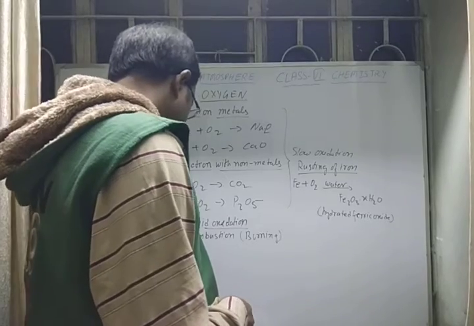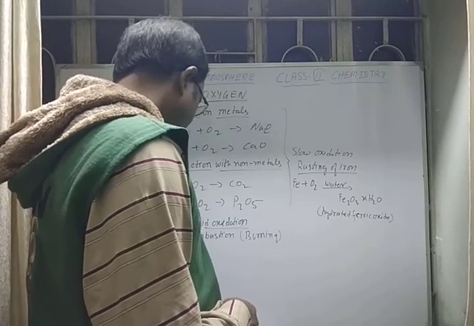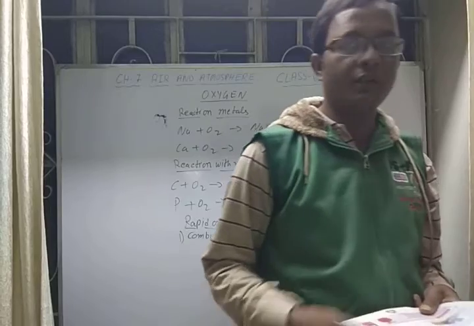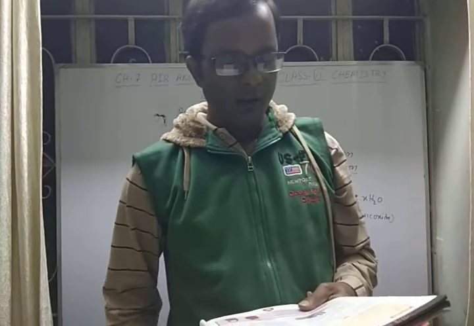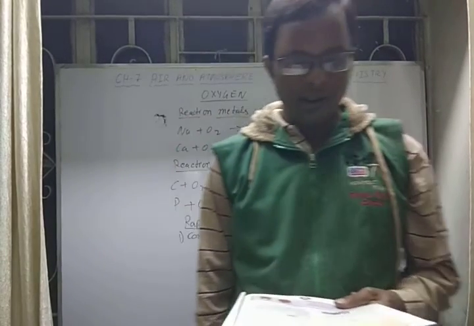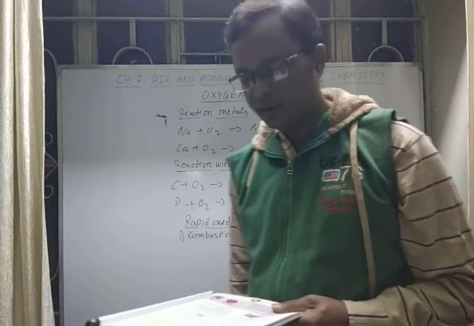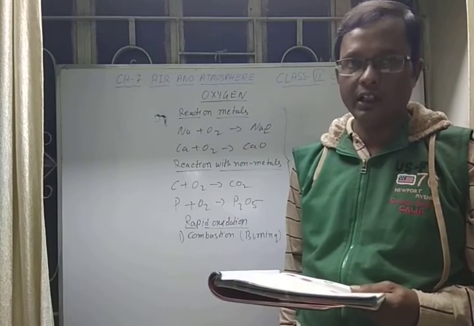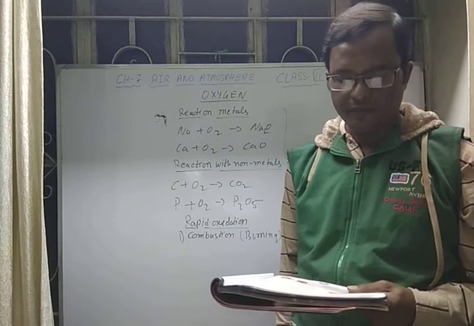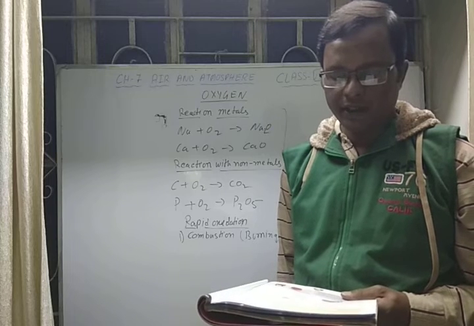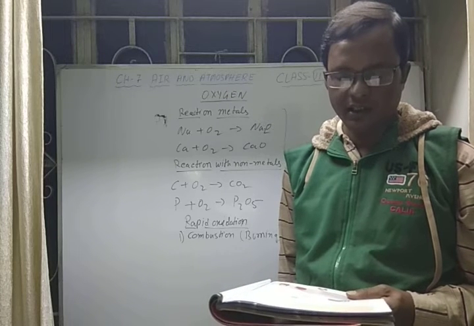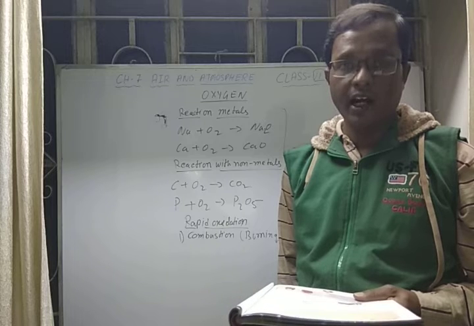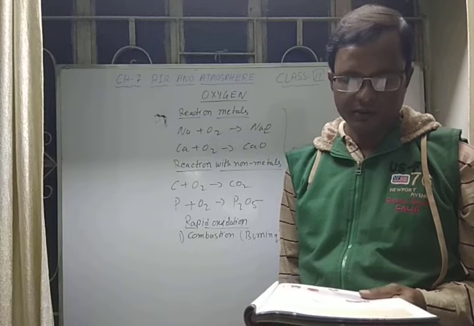After that, uses of oxygen. Oxygen is a very useful gas. Most essential is for the respiration process. It is used in oxyacetylene torch or oxyhydrogen torch for welding and cutting of metals. It is used in the manufacturing of iron and steel. In a blast furnace, oxygen is used to extract iron from its ore also.